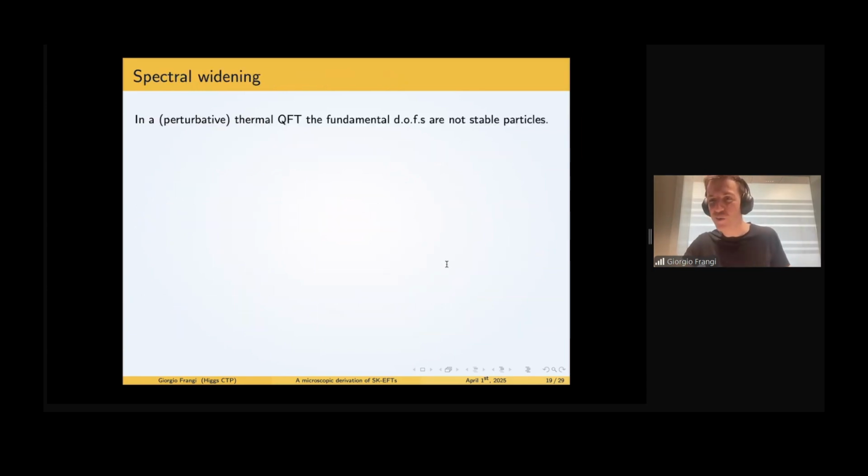So the way in which you can resolve this type of singularity, I gave it this name of spectral widening, but really it's something that happens as soon as you put your phenomenologist hat on. You're going to remember, as I said before, that in a perturbative thermal QFT, the fundamental degrees of freedom are not stable particles because interactions give a finite lifetime to virtual particles.